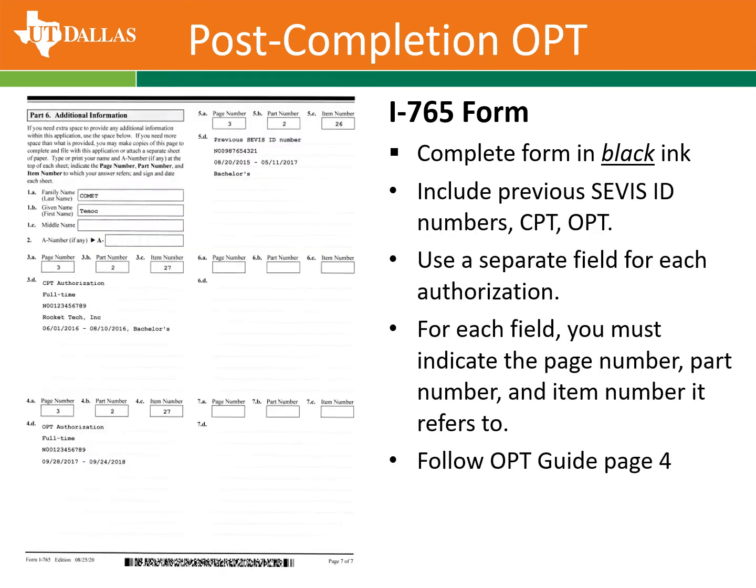In part 6, for post-completion OPT, you want to provide information for all previous SEVIS ID numbers, CPTs, or OPT authorizations. For example, if prior to this application I have done 3 CPTs, I could indicate the first CPT in question 3, the second CPT in question 4, and then the third CPT in question 5. For the previous SEVIS ID numbers, CPTs, and OPTs, use the applicable formatting that we show as an example on this page right here.